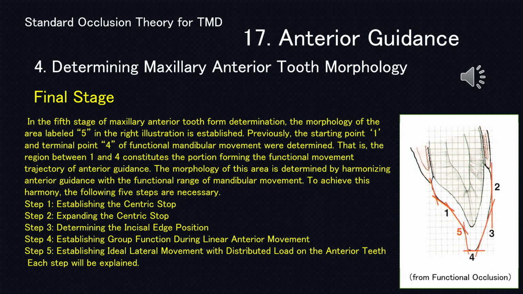To achieve this harmony, the following 5 steps are necessary. Step 1. Establishing the centric stop. Step 2. Expanding the centric stop. Step 3. Determining the incisal edge position. Step 4. Establishing group function during linear anterior movement. Step 5. Establishing ideal lateral movement with distributed load on the anterior teeth. Each step will be explained.